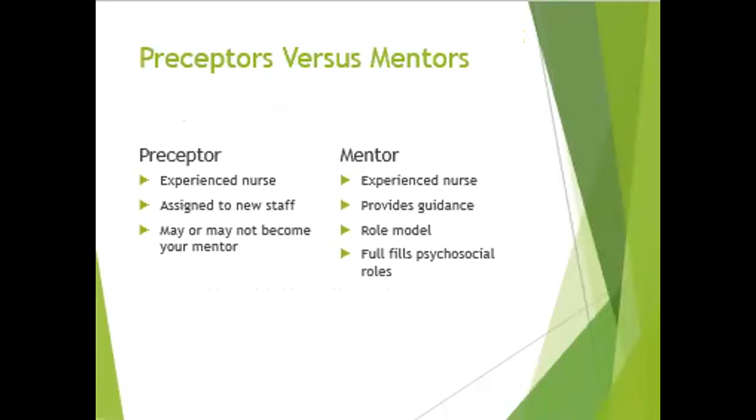And then we talk about preceptors versus mentors. Everybody is going to have a preceptor. A preceptor needs to be an experienced nurse who is going to be assigned to you as a new staff member, but they may or may not become your mentor. Your mentor is also going to be experienced, but they're going to become your role model. They're going to provide guidance to you, and they're going to fulfill that psychosocial role that we talked about on the prior slide.